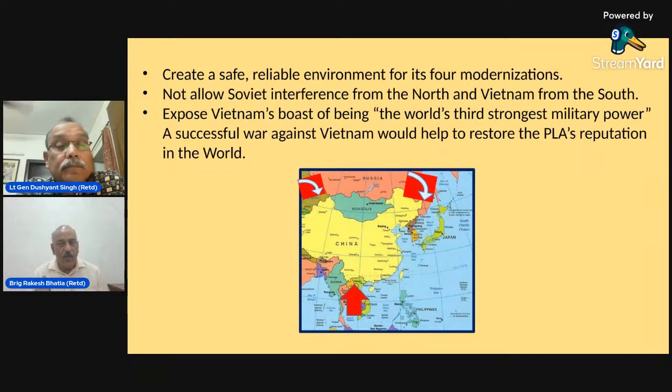In this way, there was also a possibility of a two front war from the north, as you see in the map. At that time it was the USSR, and the Central Asian republics were also part of the USSR. So there was a possibility of the Soviet Union launching an offensive from the north and Vietnam launching an offensive from the south. In fact, when China attacked Vietnam, they had created two fronts, the northern front and the southern front, because they were expecting Soviet intervention from the north.